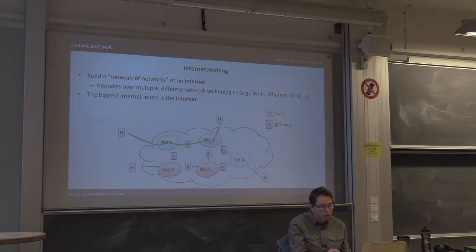And now we can transmit information from a host connected to one network to another host, which is connected to potentially another network. Okay, so this is the power of internetworking, that we can add networks to this, glue them together with gateways, and we can provide connectivity over this network of networks. Okay, so the biggest internet in use is of course the internet with a capital I. But there are smaller internets, like private networks, that are not connected to the big internet as we know it.